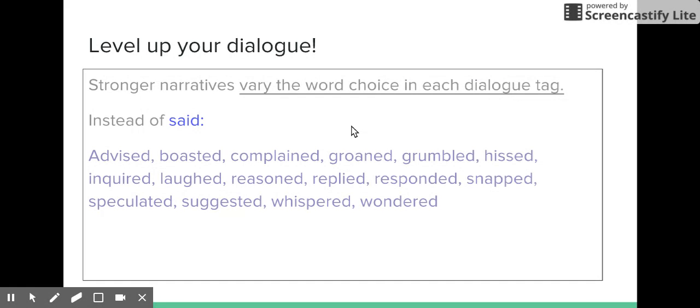One thing you can do to level up is vary the word choice in each dialogue tag. So if you feel yourself getting stuck on using "he said, she said," think about all the different words you could use. He advised, he boasted, he complained, he groaned, he grumbled. Or if your character's asking something, instead of "he asked," you could say he wondered or he inquired.